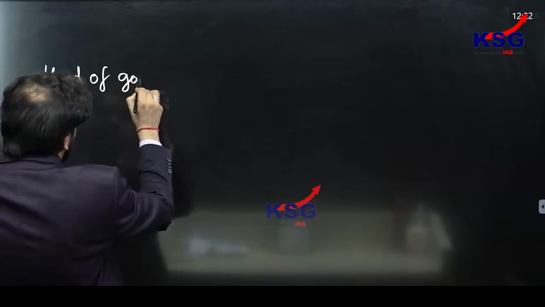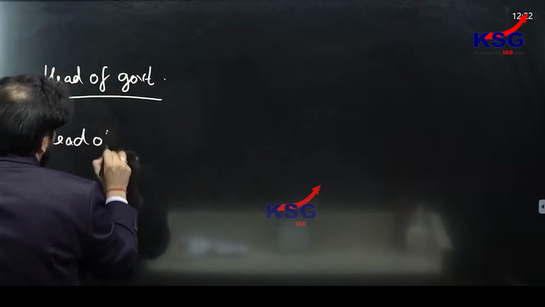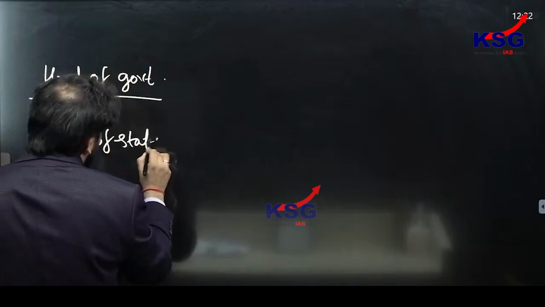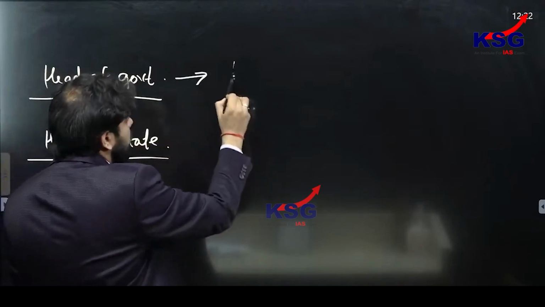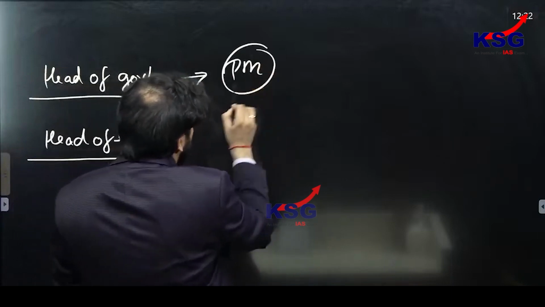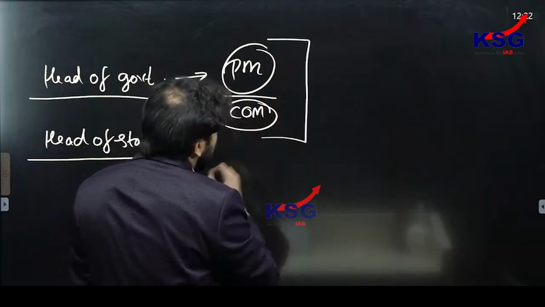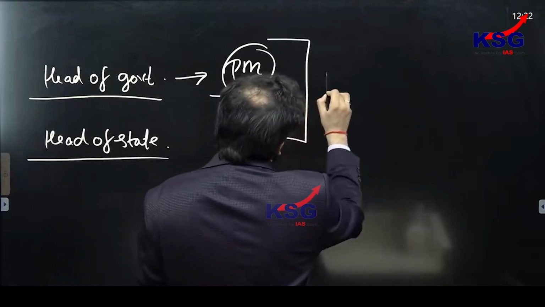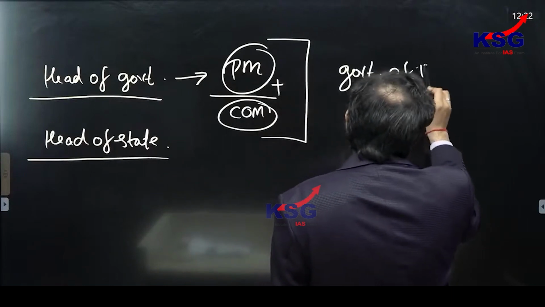Head of the government and head of the state? ये प्रश्न है जो थोड़ा सा घुमावदार प्रश्न है, जहाँ पर पूछ सकते हैं आपसे कि इन दोनों के बीच में क्या अंतर होता है. Head of the government is basically the Prime Minister. Prime Minister is in the leadership of the Council of Ministers, and the Council of Ministers plus the Prime Minister together are referred to as the Government of India.